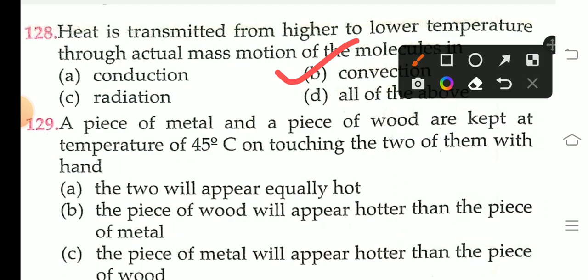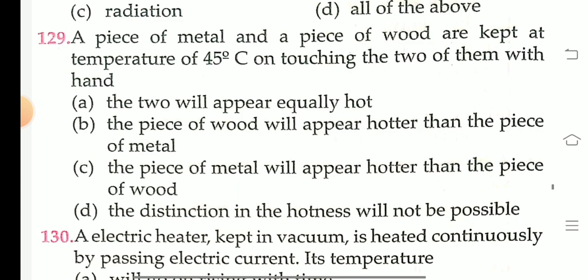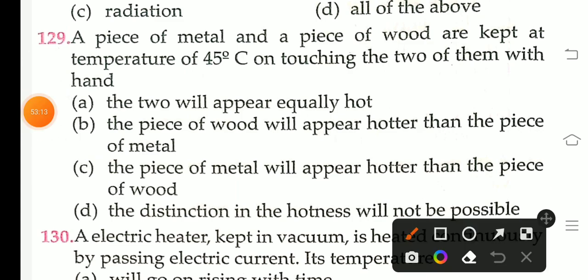Next, a piece of metal and a piece of wood are kept at a temperature of 45 degrees Celsius. On touching the two of them with hand, right answer will be option C. The piece of metal will appear hotter than the piece of wood.